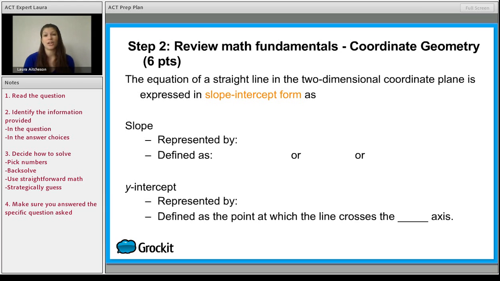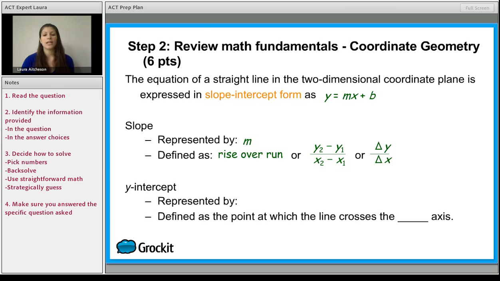So you're going to memorize y equals mx plus b is the standard equation of a line. M is the slope, and you can think about it as either rise over run, or you can think about it as the change in y over the change in x. But no matter how you think about it, you are going to have to know the formula of y2 minus y1 over x2 minus x1 will give you the slope.